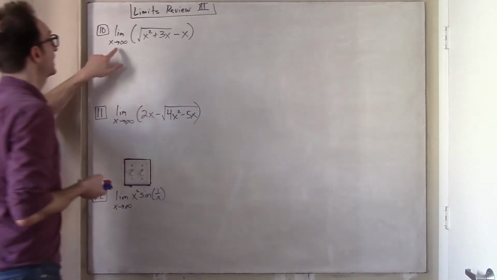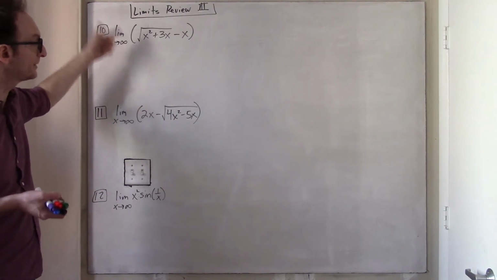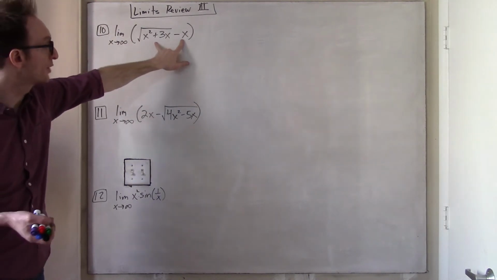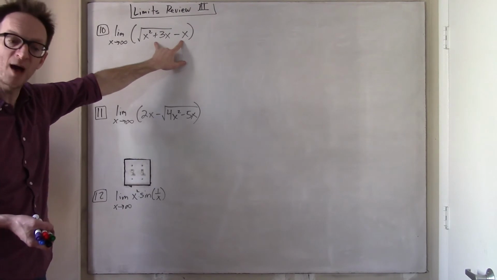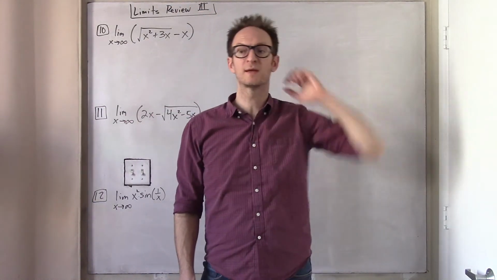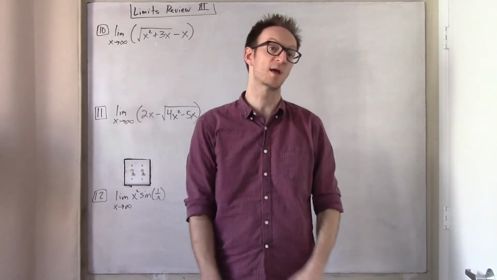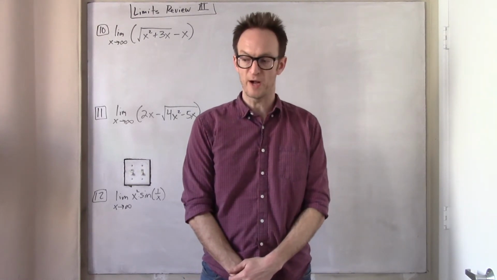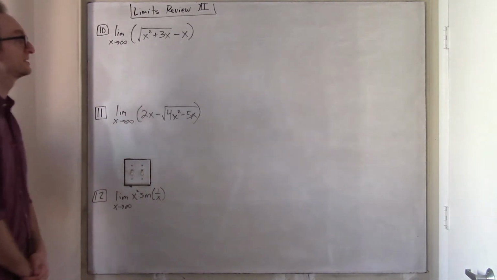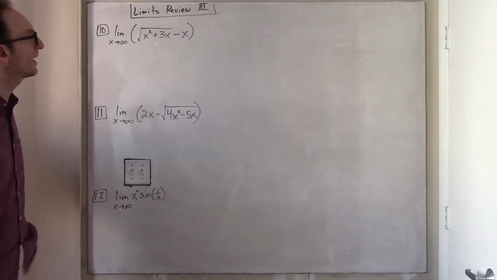If I try to plug in a very, very large number here, well, what happens as x goes to infinity is that these both go to infinity. And so we have an infinity minus infinity situation. And I proved to you within the Limits Review 2 video that infinity minus infinity is another one of the indeterminate forms. So I can't conclude anything from that. I need to get into the details of the algebra. Okay, what are the details?